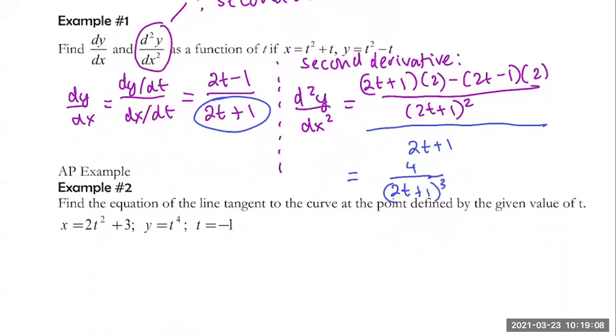Isn't this kind of a relief after the series stuff to just be going back to derivatives, huh?